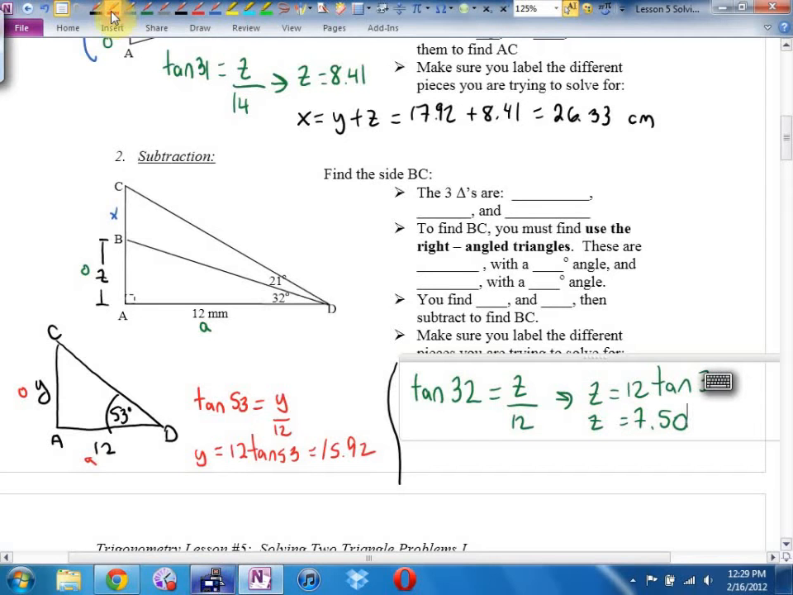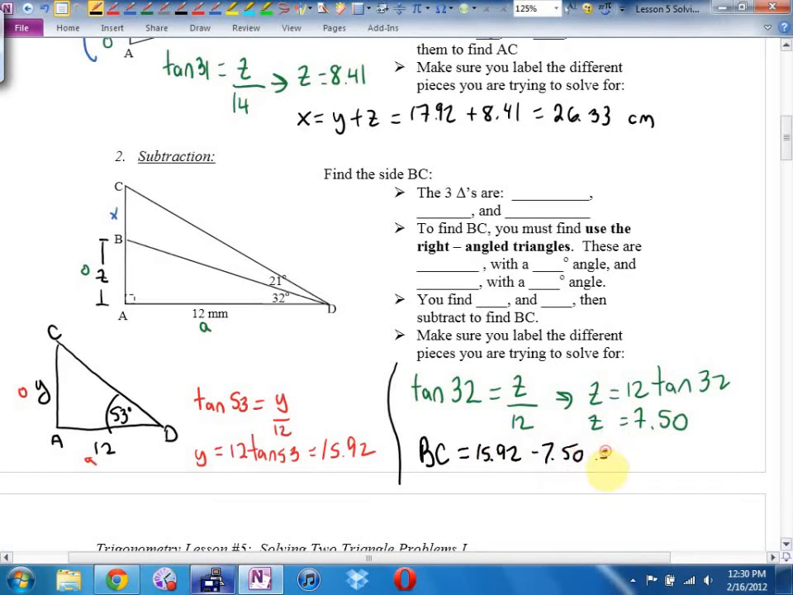Sam, let's come back to you. Let's put it all together. So, Sam, how long is it from C to A? How long is it from B to A? So, BC is how long? Let's write down what we did. What were you about to do on your calculator? Were you about to go 15.92, take away 7.50? Good, do it.